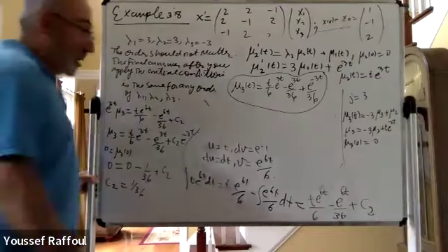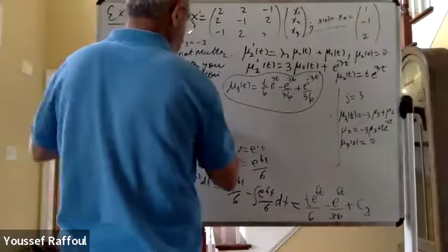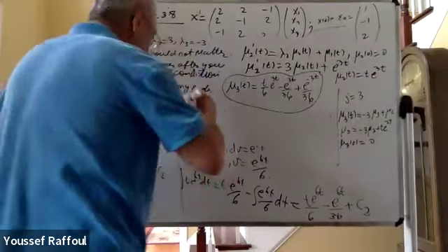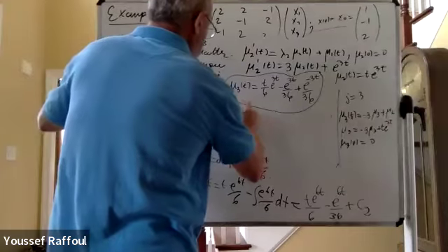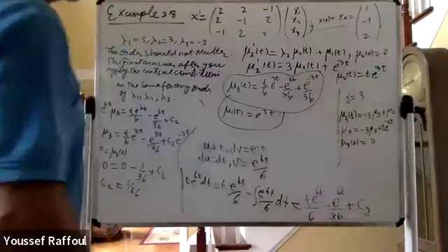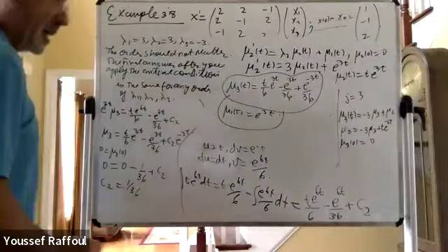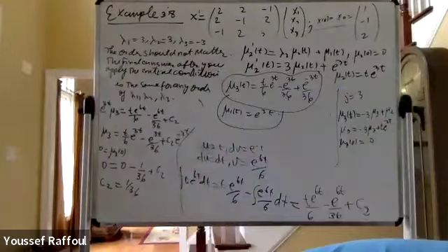All right. So, and what is mu1? Mu1 of t is e to the 3t. And mu2 is t e to the 3t. Okay? Now let's write down the solution.